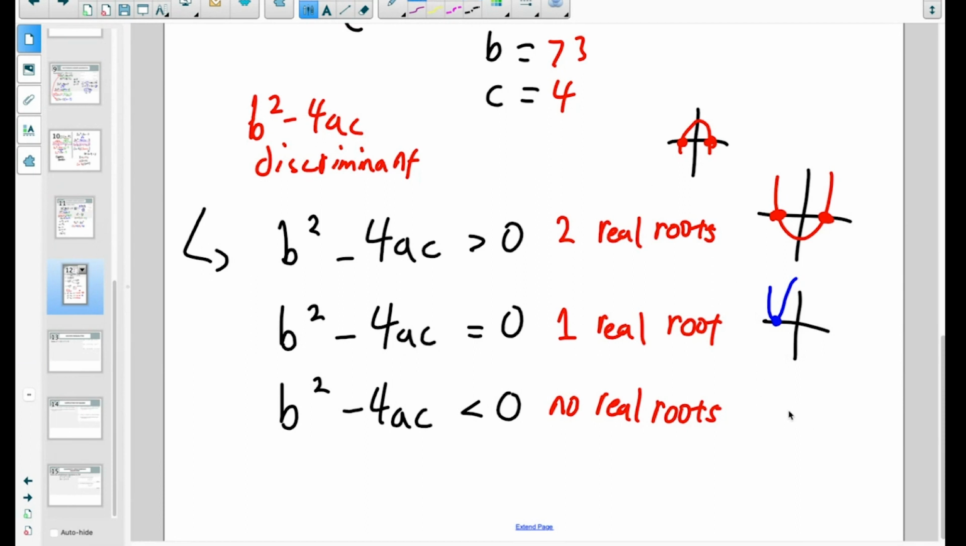And if there are no real roots, it just means that your parabola does not have any x-intercepts, and it's just going to be kind of floating there. So it could look something like this. Okay, so that's what your discriminant tells you. Hopefully that's cleared up, or at least refreshed your memory on what the discriminant does and what it means if something has two real roots, one real root, or no real roots.